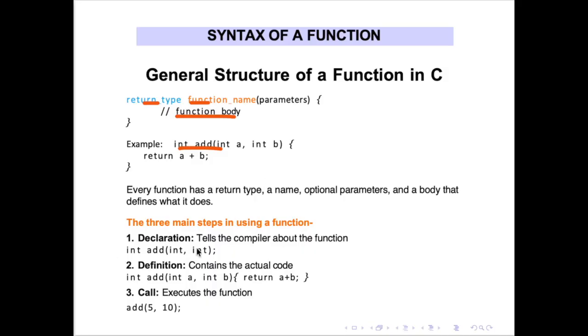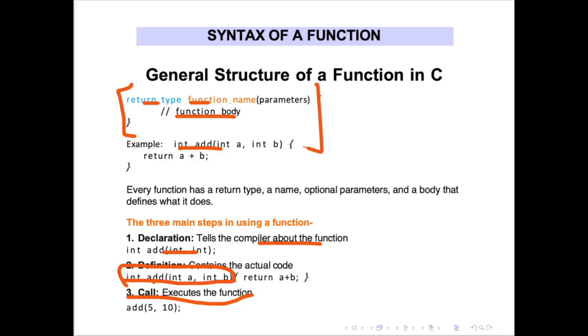That is a declaration, which tells the compiler about the function, like int add with int. Then we have the definition, which contains the actual code, like int add a, it helps to perform the function's task. Last we have the call, which executes the function, so that the function runs and we get a specific output. So this is the syntax of a function, basically how a function is written and how it works.